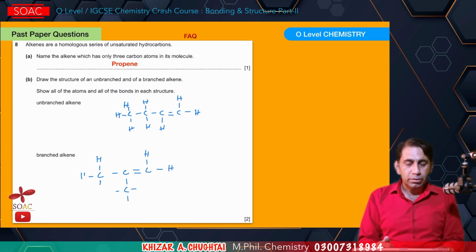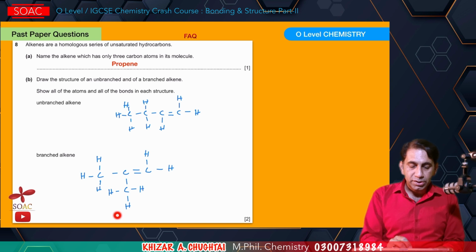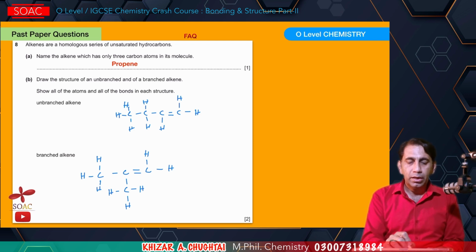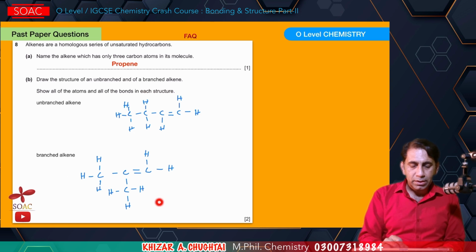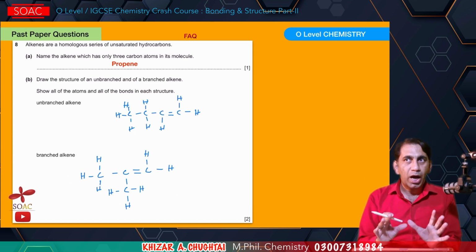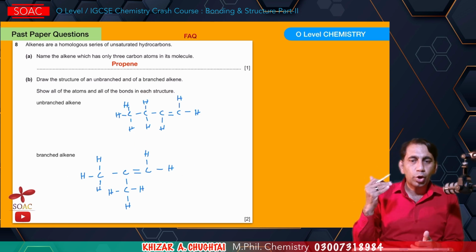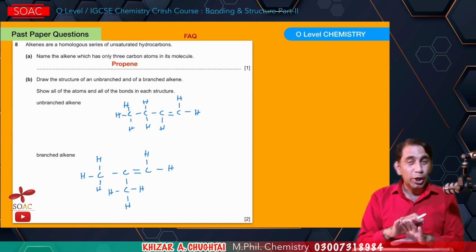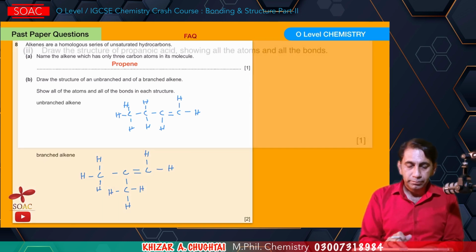In the branched structure, the name is 2-methylprop-1-ene. Here is the branch. And in the other there is no branch. All carbons are lying in the same straight chain, on the same road, you can say. So this is an unbranched structure. Basically, my concern is to demonstrate the displayed formula: how to represent a covalent organic molecule. Simply, you have to draw a displayed formula, a Lewis diagram, and so on.